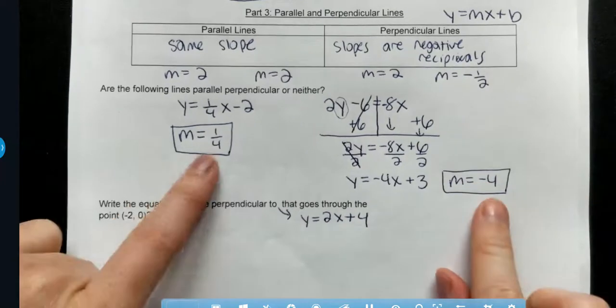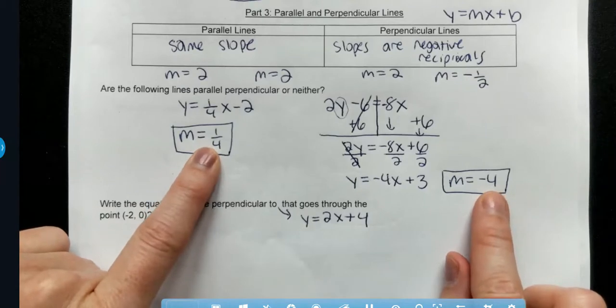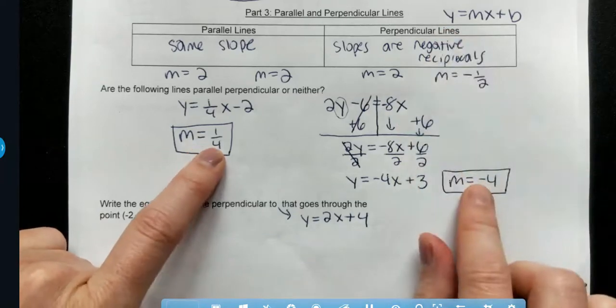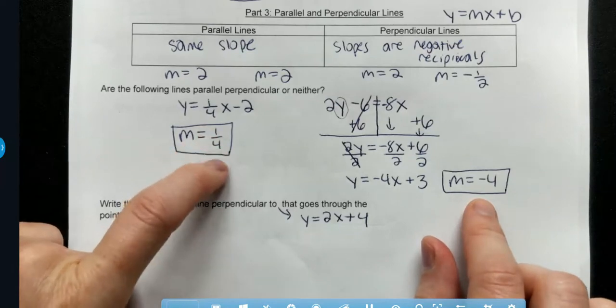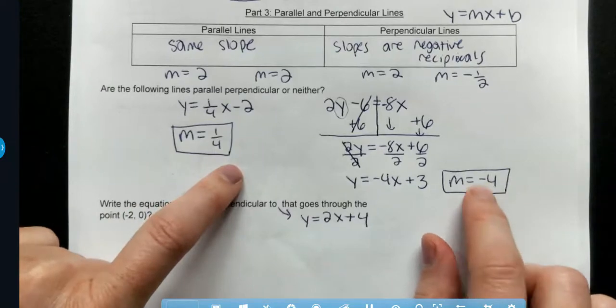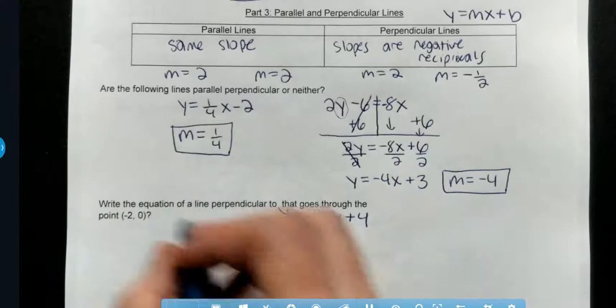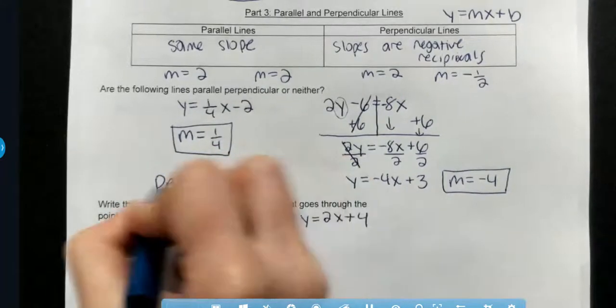All right, looking at these two m's, are they the same? Definitely not. Are they negative reciprocals? Well, they have opposite signs, so that takes care of the negative part. If they were both fractions, are they flipped? Yes. If you flip 1 over 4, that becomes 4 over 1, which is the same thing as this 4, right? So negative 4 and 1 over 4 are negative reciprocals, which means the lines are perpendicular.